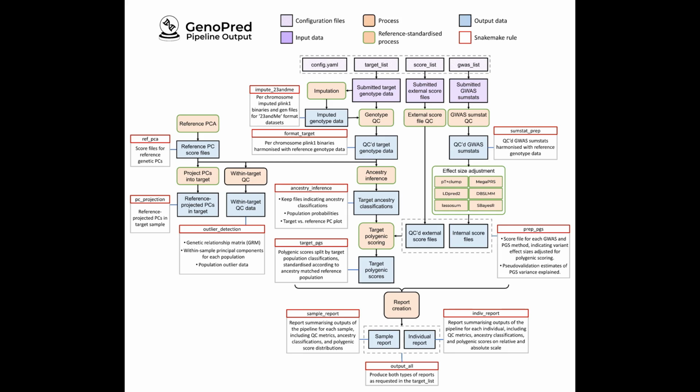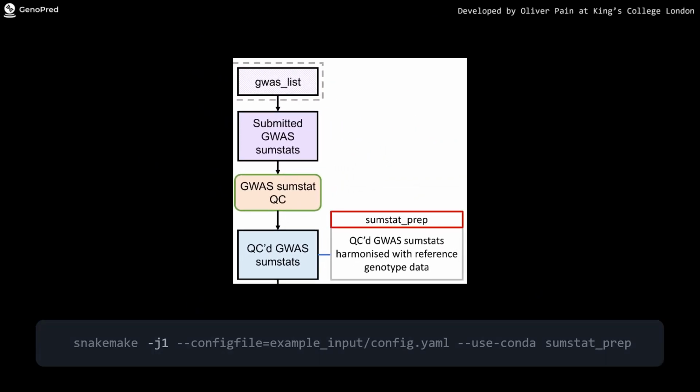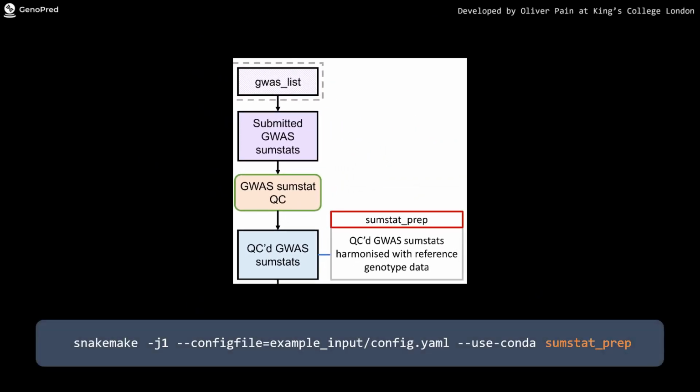For example, let's say we don't want the full pipeline to run, but instead we just want it to do quality control of the GWAS summary statistics. By looking at the figure, we can see the QC'd GWAS sumstats are created using the sumstat prep rule. So to generate those QC'd sumstats, we can use the rule like this. There are 12 other rules that can be specified to obtain other outputs.